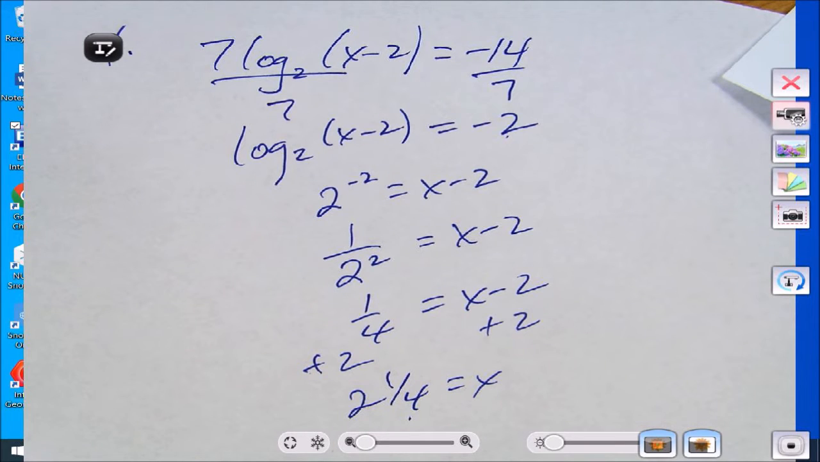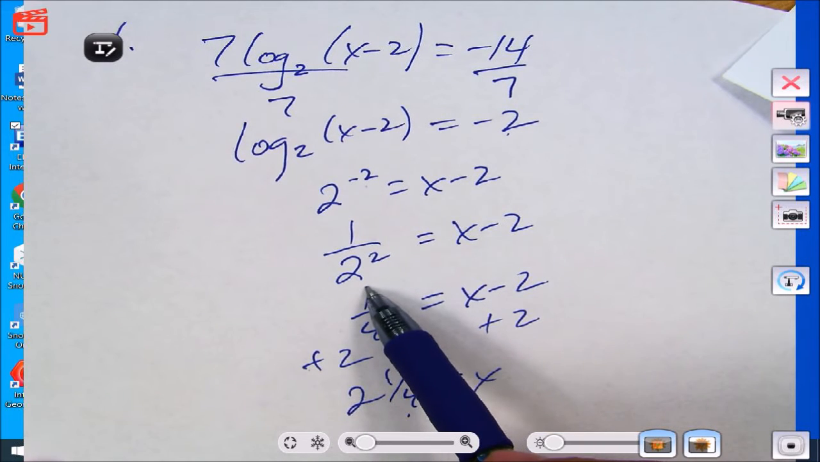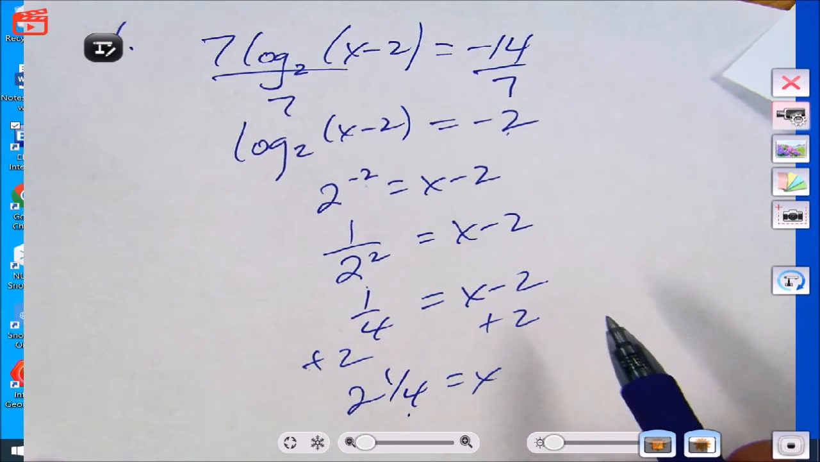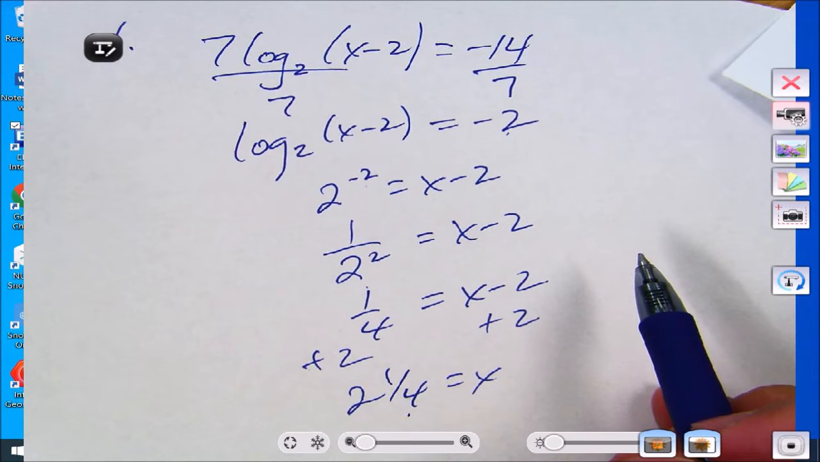Do you need me to re-explain anything? Why'd you do 1/2? Okay, when you have a negative exponent, you put it in the denominator and make the exponent positive.